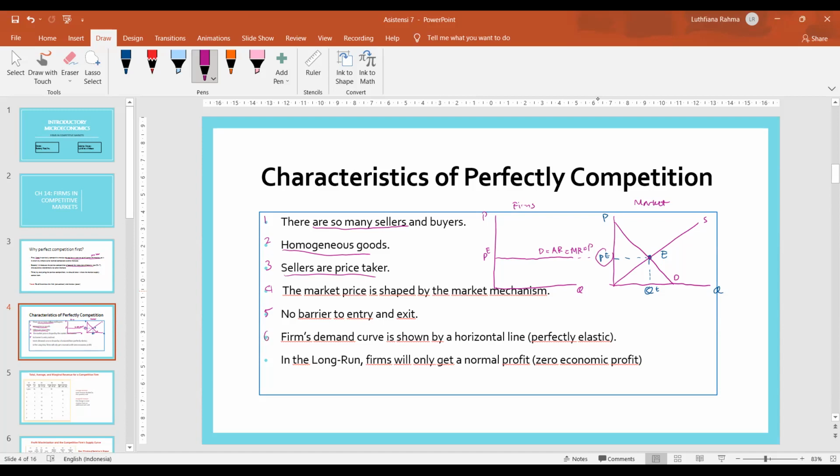So in the long run, the firm can choose to enter or to exit from a perfectly competitive market. Okay, and then number 6, we already learned about that. The firm's demand curve is shown by a horizontal line here, meaning that it is perfectly elastic. And then characteristic number 7, in the long run, firms only get a normal profit, meaning that it is a zero economic profit.